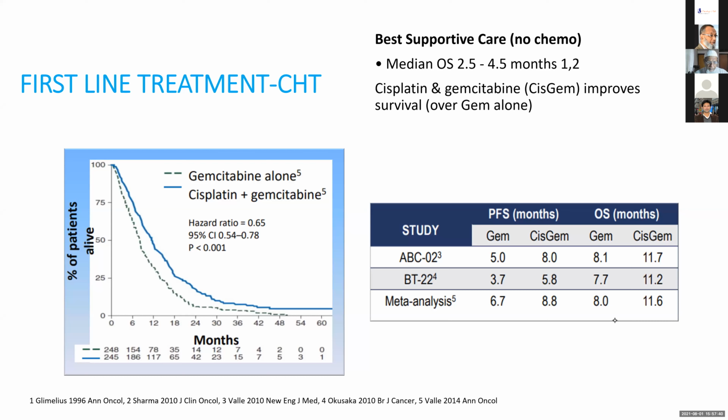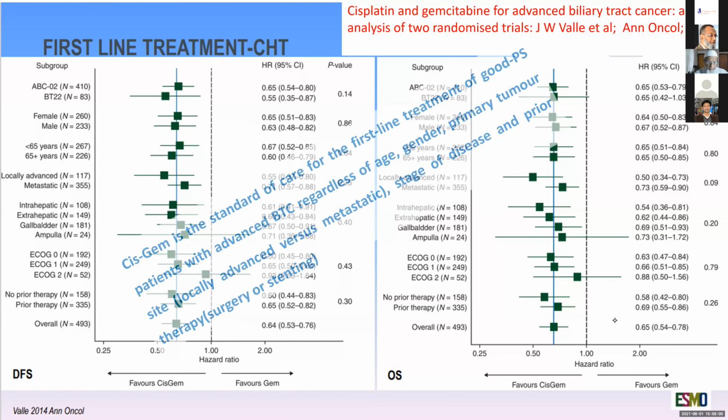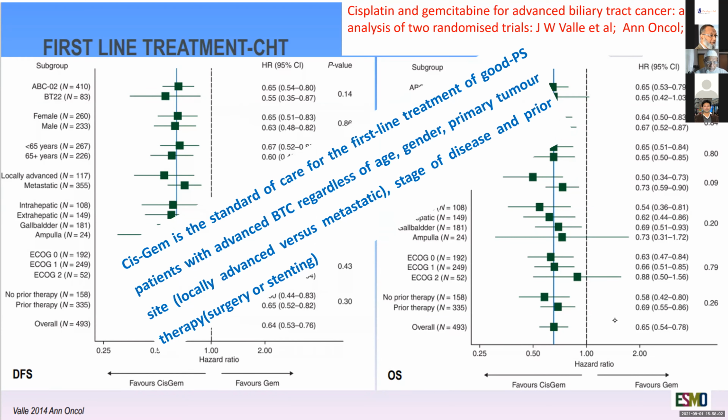Two big studies were done, one is the ABC02 study, and one is the BT22 study, and the progression-free survival and overall survival were both much greater in the combination arm. The subgroup analysis shows that gemcitabine and cisplatin is the standard of care for first-line treatment of good performance status patients with advanced biliary tract cancer, regardless of age, gender, primary tumor site, locally advanced or metastatic stage of the disease, and prior therapy. But there is a poorer outcome in poor performance status patients.